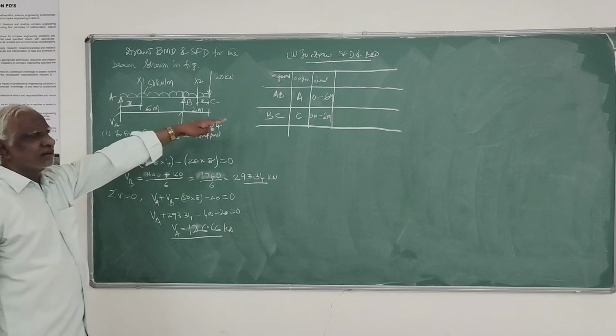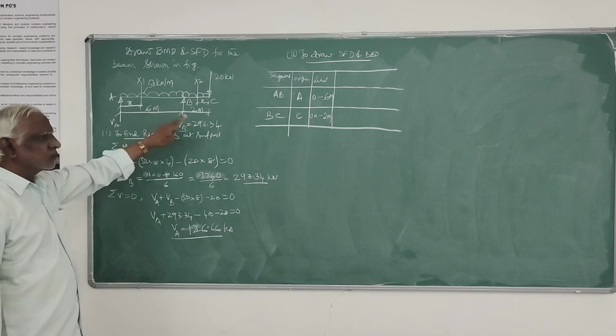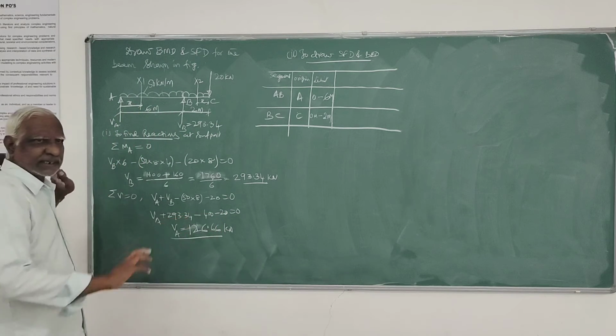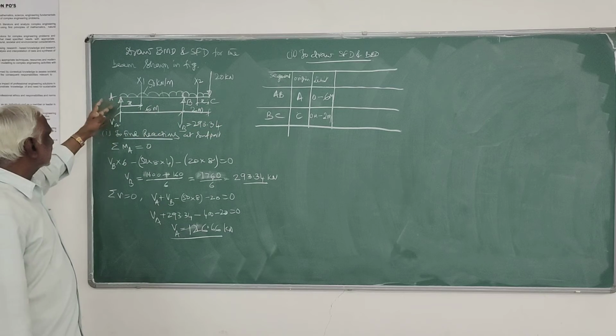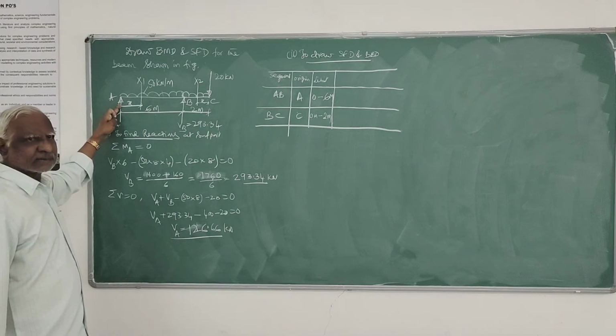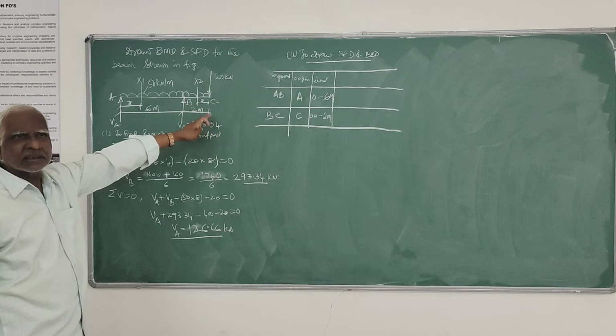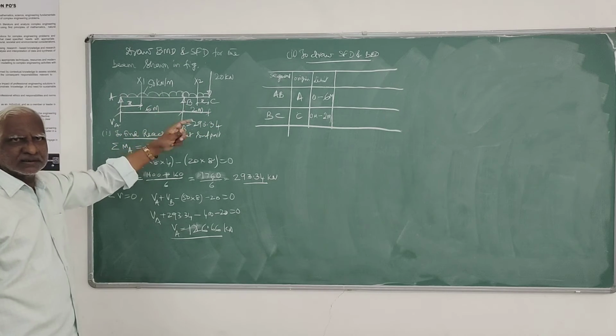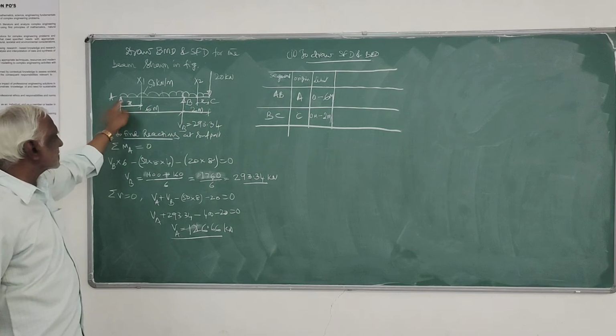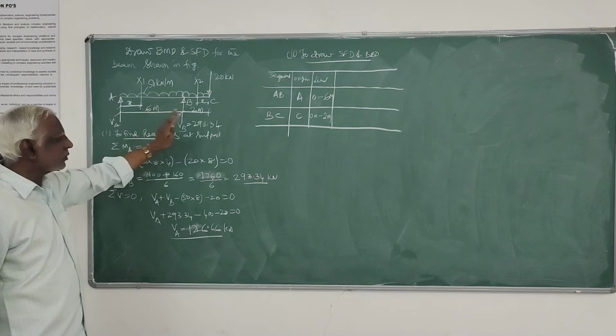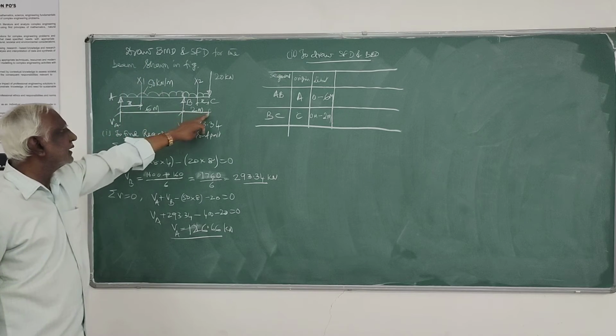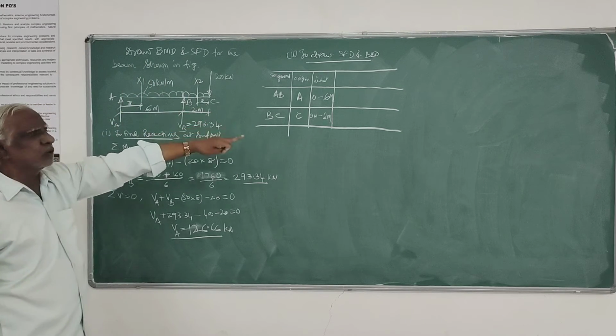Correct? Yes, sir. As per this, two sections we have to take to cover the entire length. For measuring the distance, for this A is the left end, for this other end is the origin. So here x equals 0 to 6, it holds good. Here x equals 0 to 2.